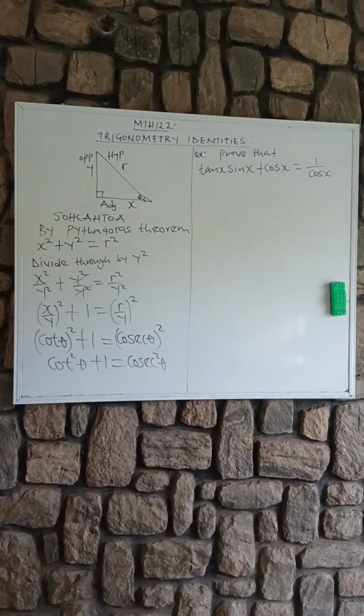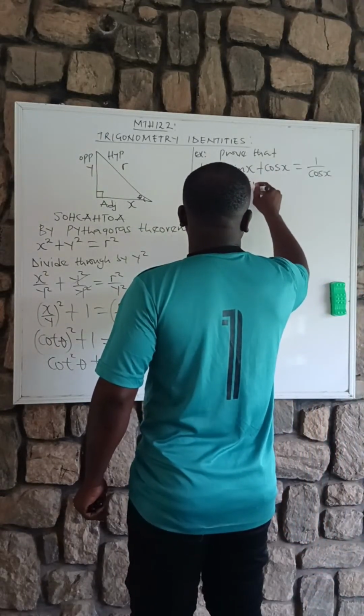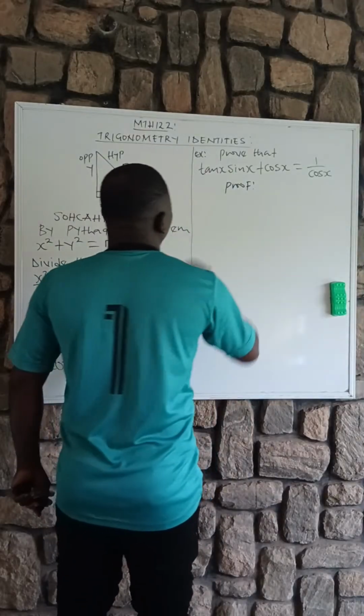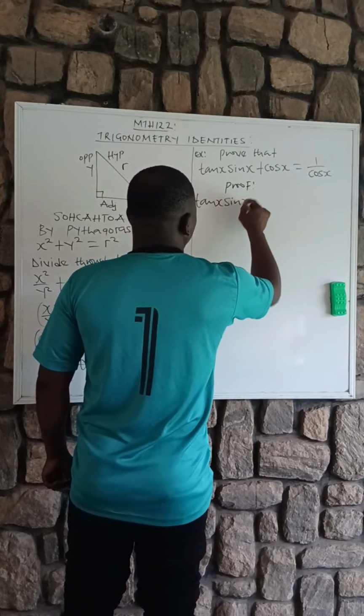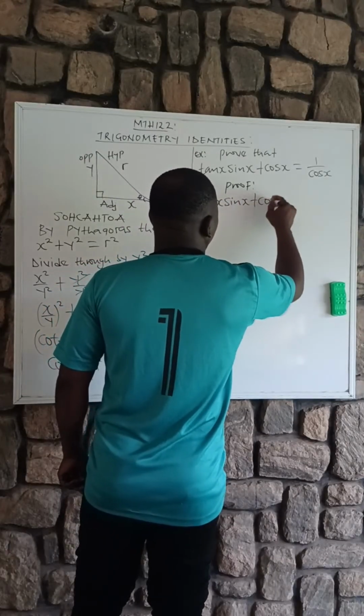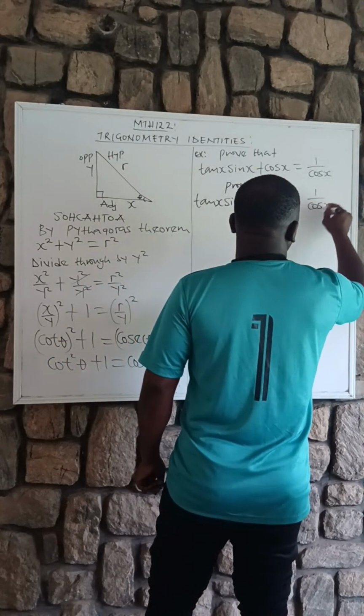It is not difficult. Look at the board very well. As you can see now, what you need to do is proof. Let's write the proof. Our tan x times sin x plus cos x is equal to 1 over cos x.